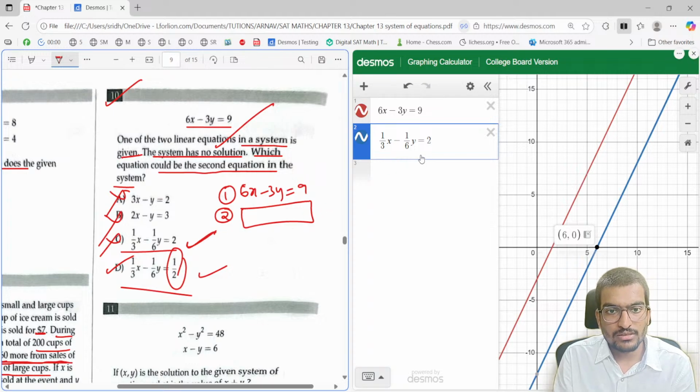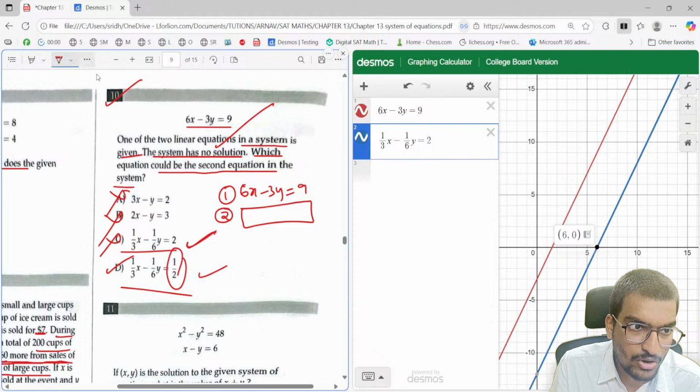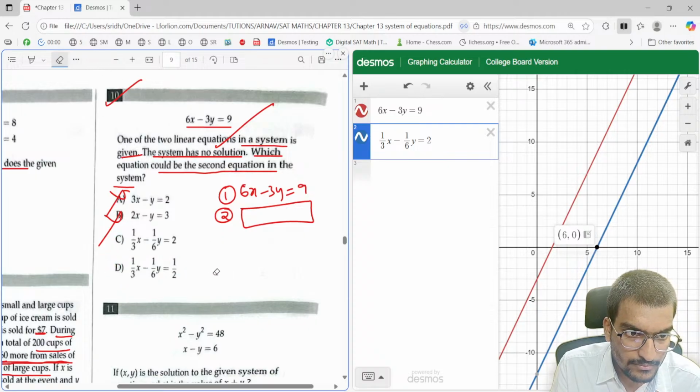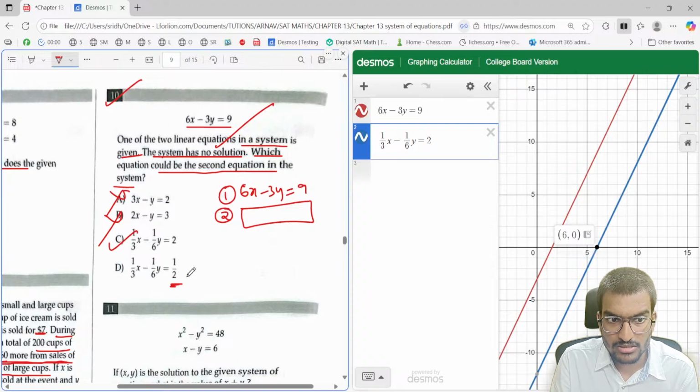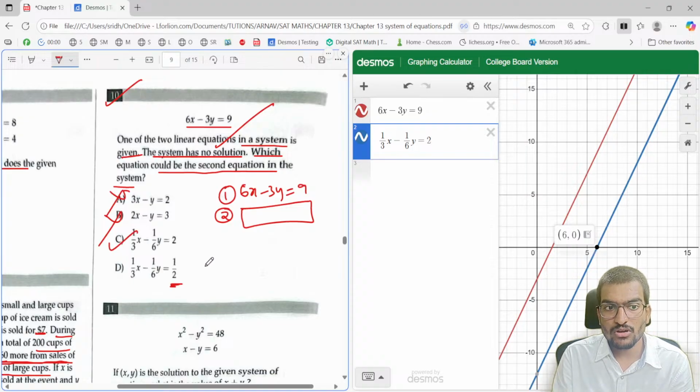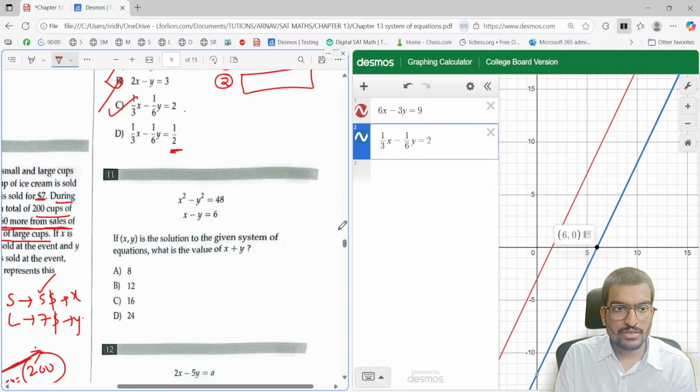But if you enter this, I got two lines not meeting at a point, which is no solution. So option C is correct, it's not D. However, I checked with D as well just by changing this, and I got to know that something is wrong. And then I went back to C. Done. Let's go with question number 11.